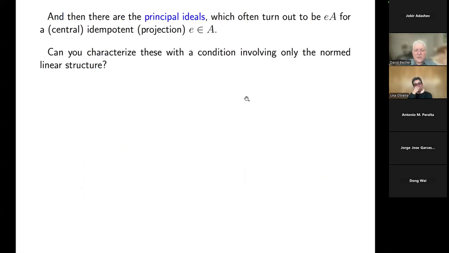And then, of course, there are the principal ideals, which often turn out to be a central idempotent or projection in the algebra multiplied by A. So the principal ideals in an algebra A, can you characterize these with a condition involving only the normed linear structure?